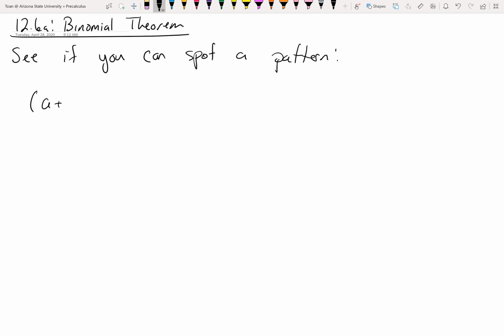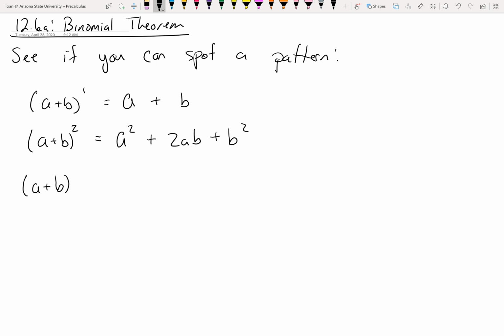Suppose you had a plus b raised to the 1st power. Now that's trivial. A plus b to the 1st power is itself, a plus b. What if I squared it? Again, on the side, before the video, I already did this on scratch paper. I wrote it out twice. I FOILed it. You would have gotten a squared plus 2ab plus b squared. What if you cubed it? It's a cubed plus 3a squared b plus 3ab squared plus b cubed.